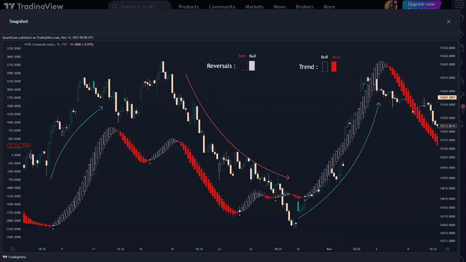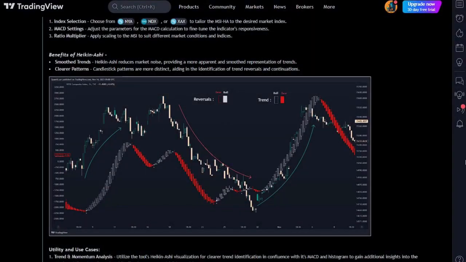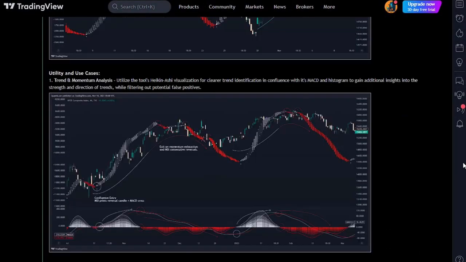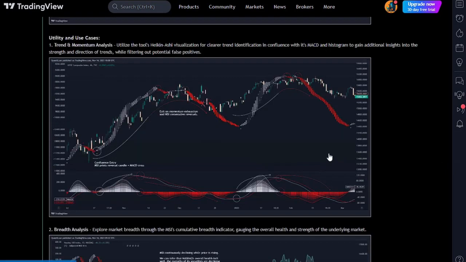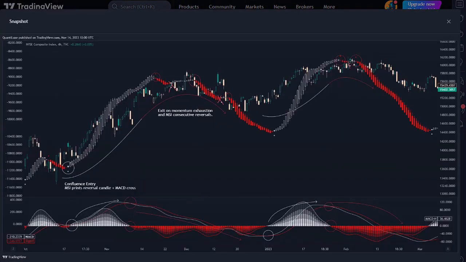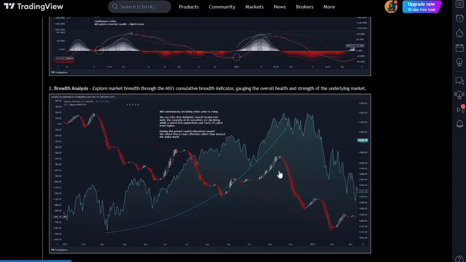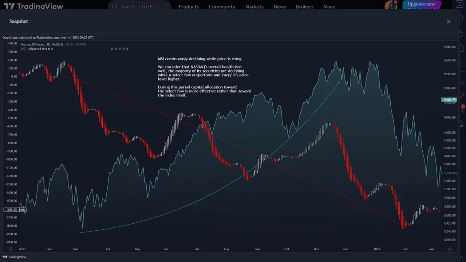Now let's talk about how to actually use the Enhanced MSI. Use the Heikin-Ashi visualization for clearer trend identification, in combination with MACD and histogram analysis, to gain insights into the strength and direction of trends while filtering out potential false positives. For breadth analysis, explore the market breadth through the MSI's cumulative breadth indicator, which gauges the overall health and strength of the underlying market. And for those of you who love alerts, we've got you covered.